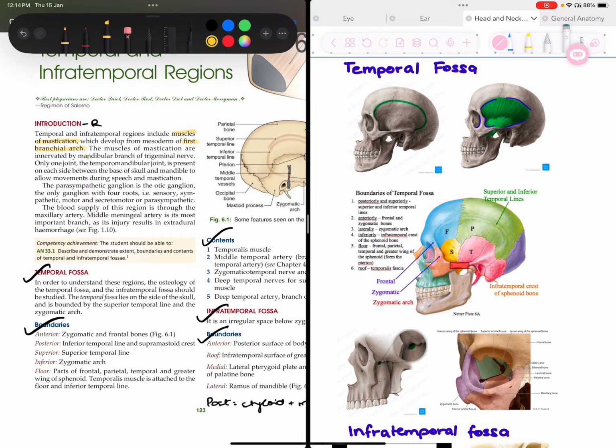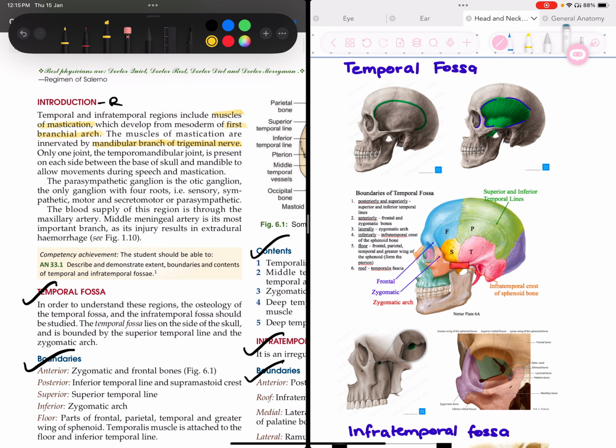The muscles of mastication are innervated by the mandibular branch of the trigeminal nerve. If you remember the table we studied, they are innervated by the mandibular branch of the trigeminal nerve. So trigeminal nerve innervates the muscles of mastication, right? Only one joint, the temporomandibular joint, is present on each side between the base of the skull and the mandible to allow movement during speech and mastication. So you have only one joint in here and a very important joint.